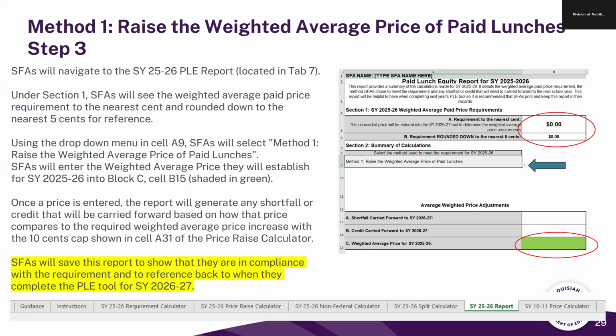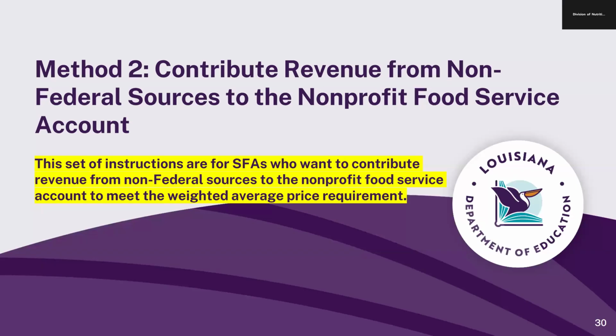You will save this report to show that you are in compliance with the requirement and then reference it back for the following year whenever you're going to complete 26-27 PLE2. So if you're doing step 1, that is your instruction. So if you're planning to raise your prices, you follow those instructions.